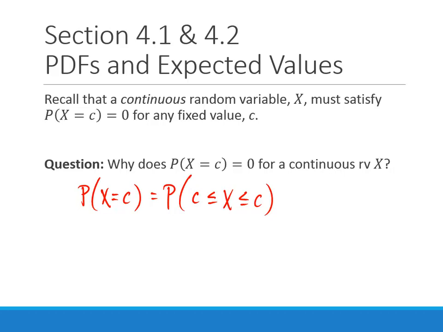And so using that second probability statement and going back to the definition of a probability density function just on the previous page, this is equal to an integral of f of x, and the endpoints go from c to c. And so that thing's going to be equal to 0.